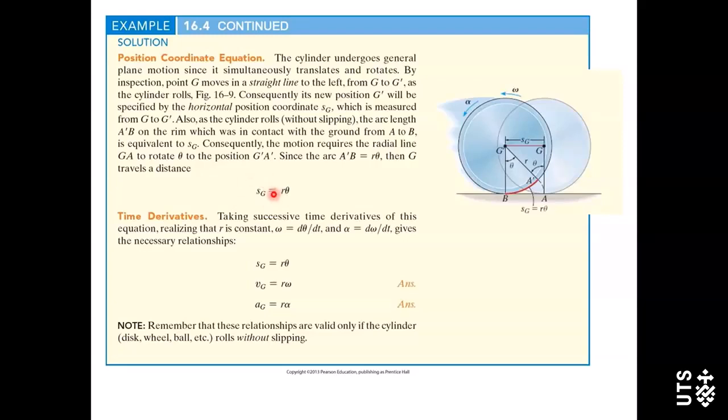Now we do time derivatives on both sides. On the left side, it will be ds_G/dt, and this gives us v_G. On the right side, it's d(rθ)/dt. r is a constant, so we can rearrange this. Now we get r dθ/dt. dθ/dt gives us omega. So v_G = rω.